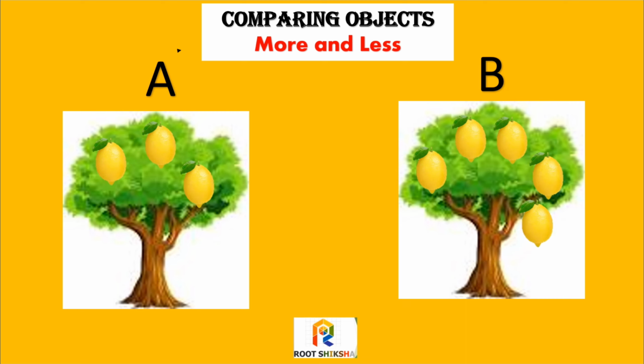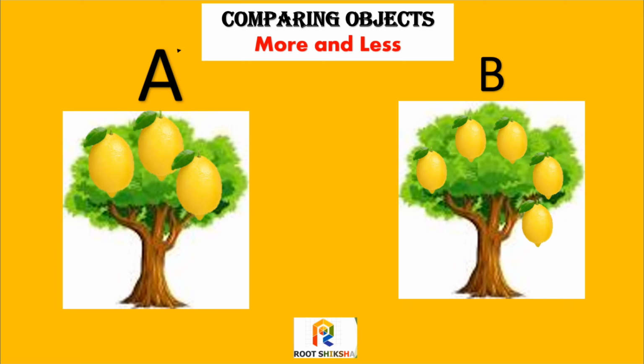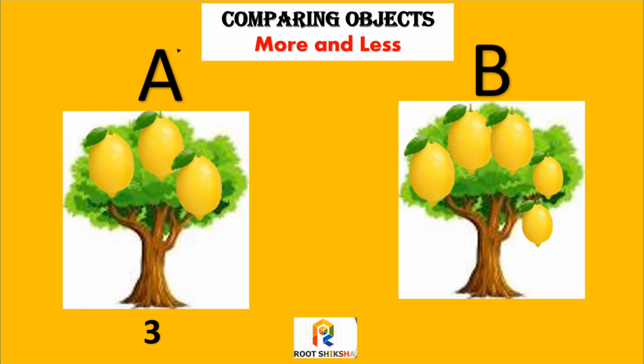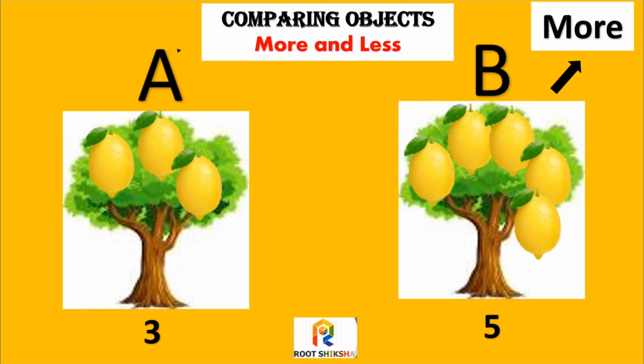Next comparison, set A. Set A has 1, 2, 3 lemons. A has 3 lemons. Okay. Next, set B. 1, 2, 3, 4, 5. B has 5 lemons. If we compare A and B, B has more lemons, A has less. B has more, A has less.